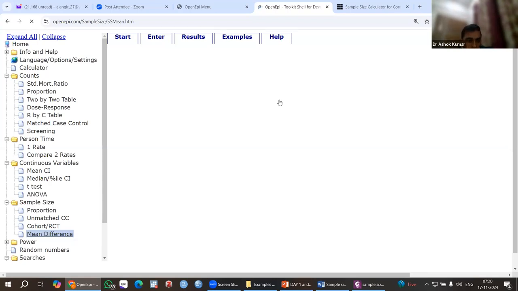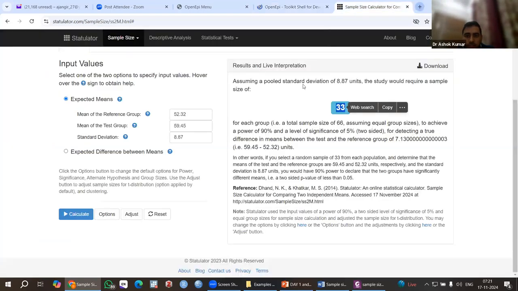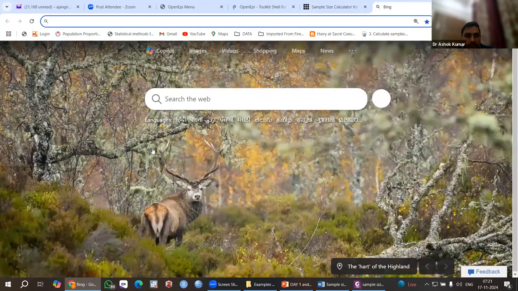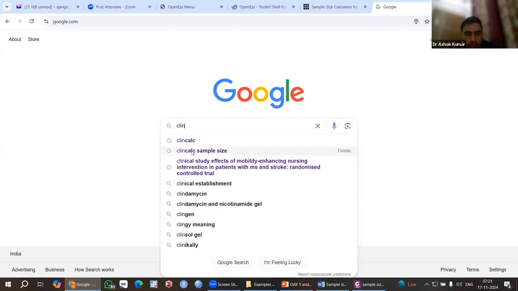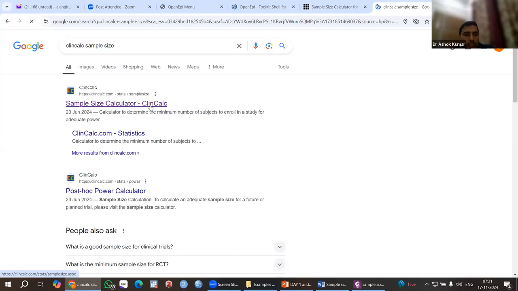So I think this takes some time. Might be due to a problem with this. Okay. One more software I want to show is ClinCalc. So use all the software. ClinCalc, sample size calculators. So this is the sample size calculator, ClinCalc.